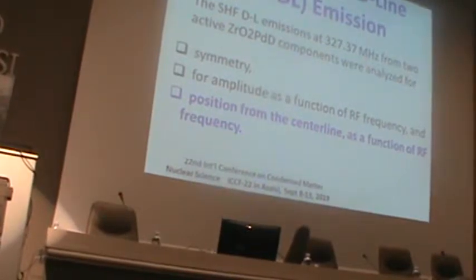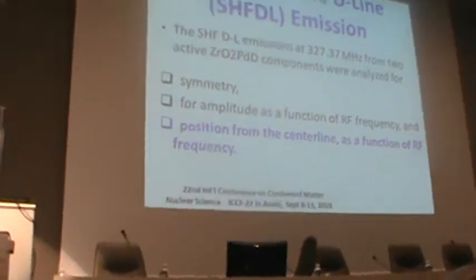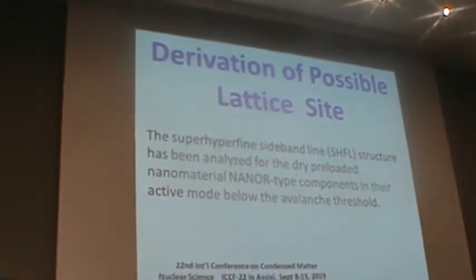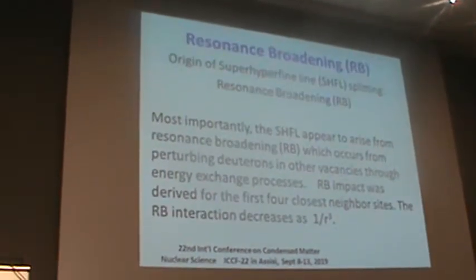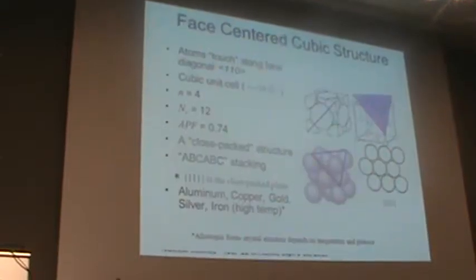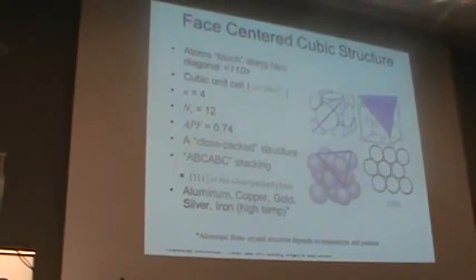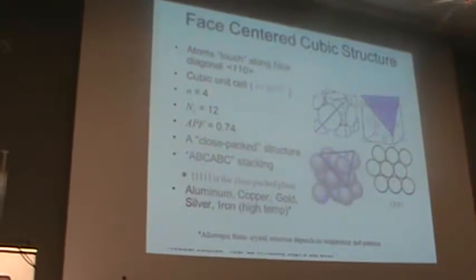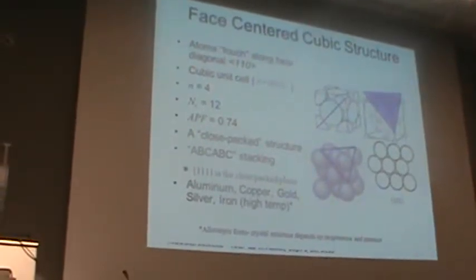Next, let's analyze the position of these lines, because it may tell us something. And that's what we tried to do the following way. Again, the fall off goes as 1 over r cubed, so I did a Gedanken experiment. Let's analyze a face-centered cubic and a body-centered cubic structure.